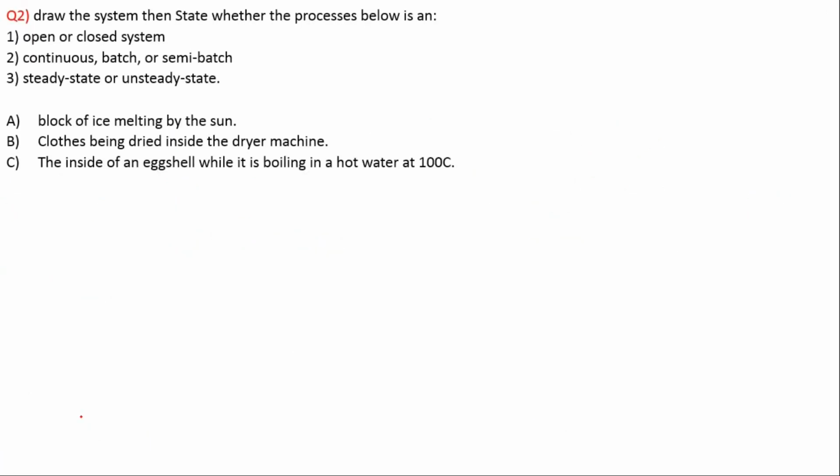The second question is asking you to draw the system, then state if the system is open or closed, continuous or batch or semi-batch, steady state or unsteady state. We are given 3 systems. The first system is a block of ice melting by the sun. So let's start with part A.